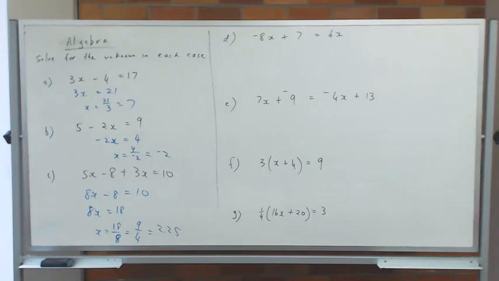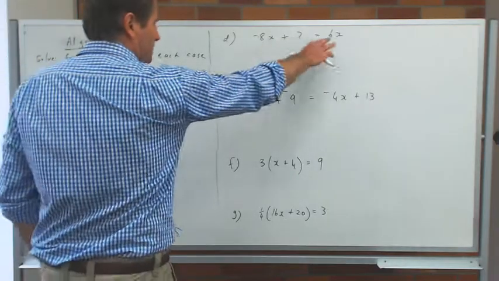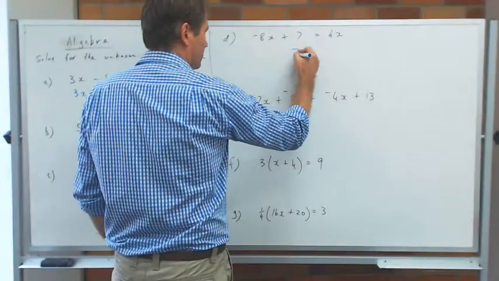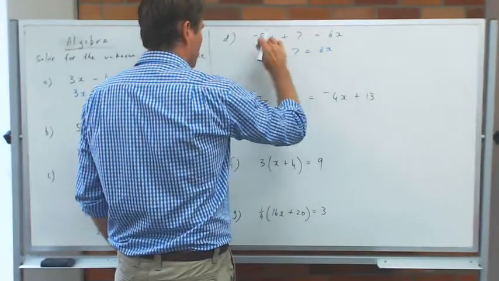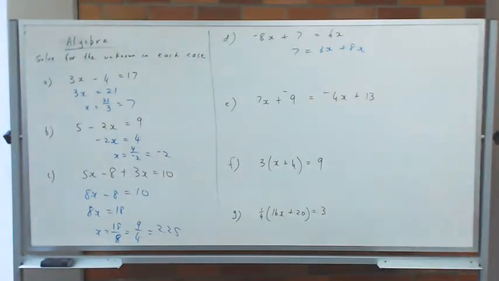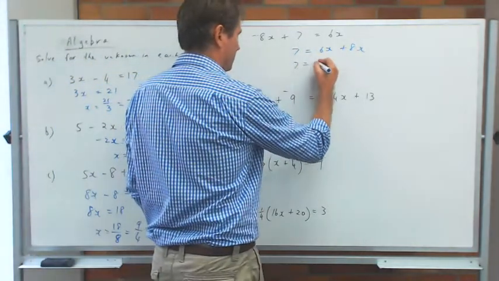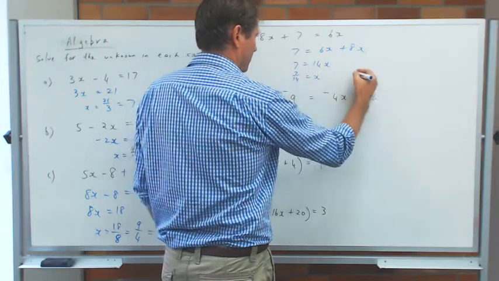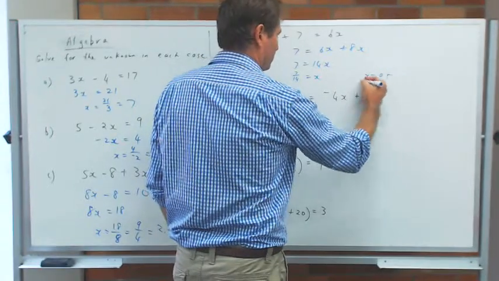Again, we've got to group the x terms together, so we need to either bring that across there or that across there. It doesn't really matter. This is a minus 8x, so I'm going to add 8x on both sides. So that's now 7 equals 14x. So x is 7 over 14, 0.5.